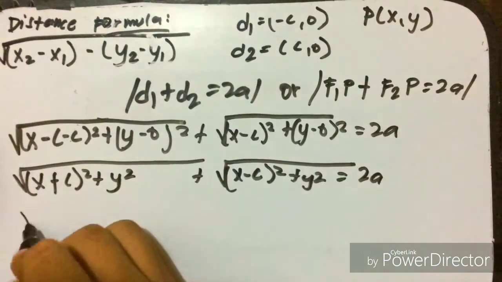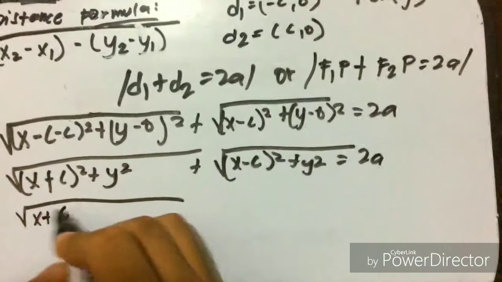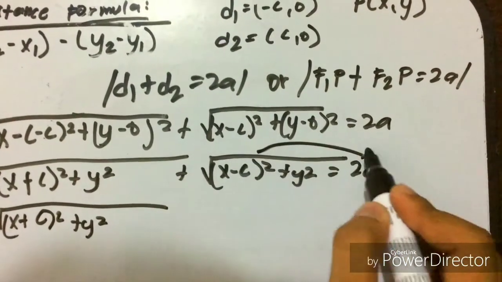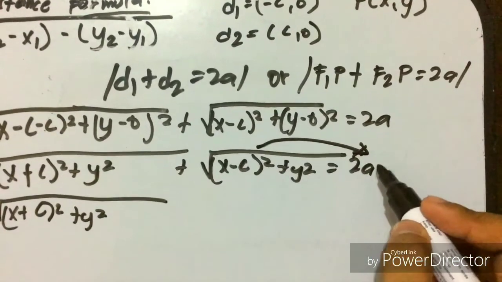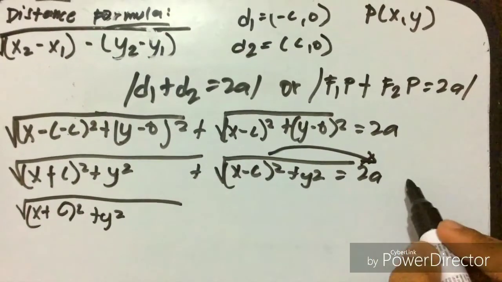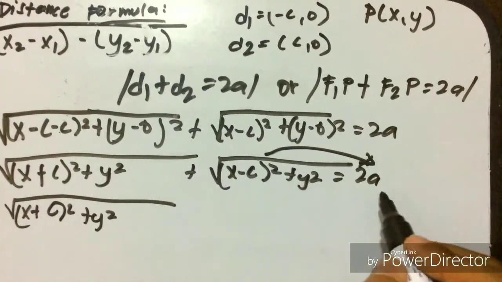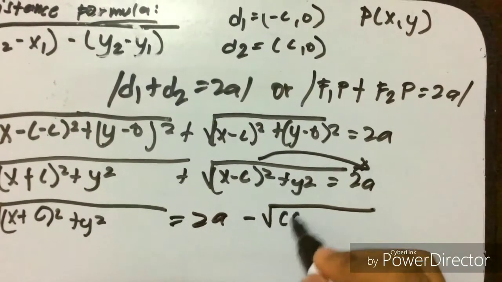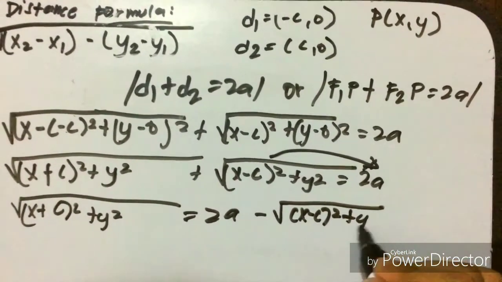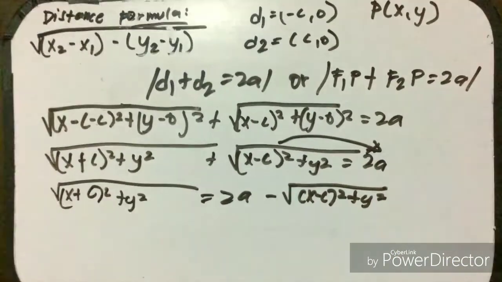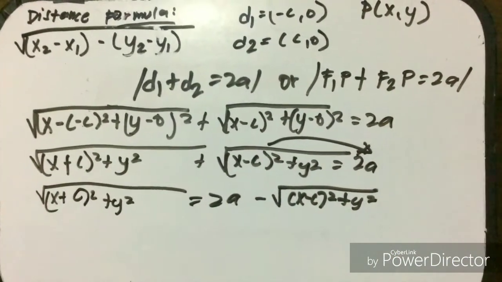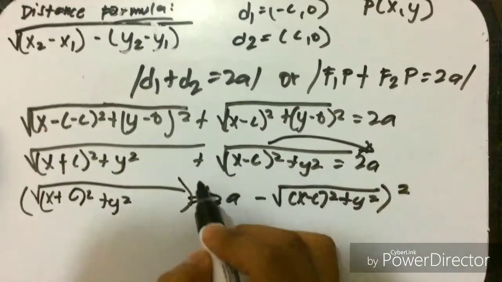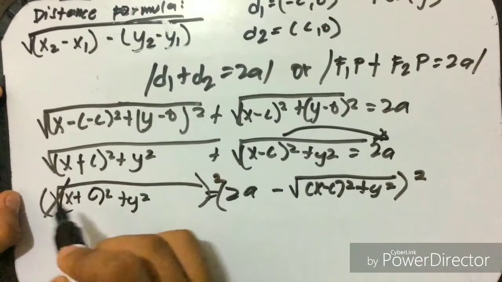Simplify the expressions: the square root of (x plus c) squared plus y squared. You move the other distance formula to the other side, which is called transposition. Transpose the other radical to the right side. So 2a minus the square root of (x minus c) squared plus y squared. After you move the radical to the opposite side, square both sides. The square root will cancel.